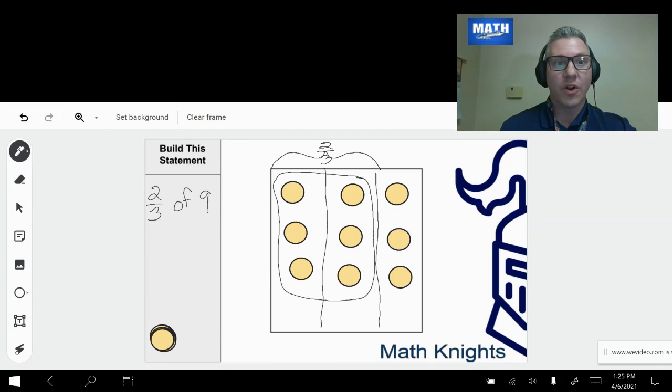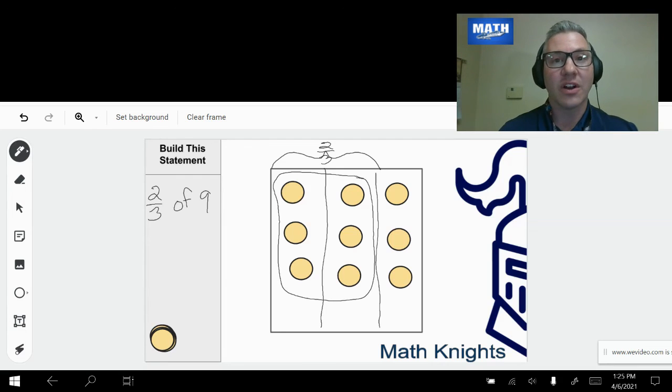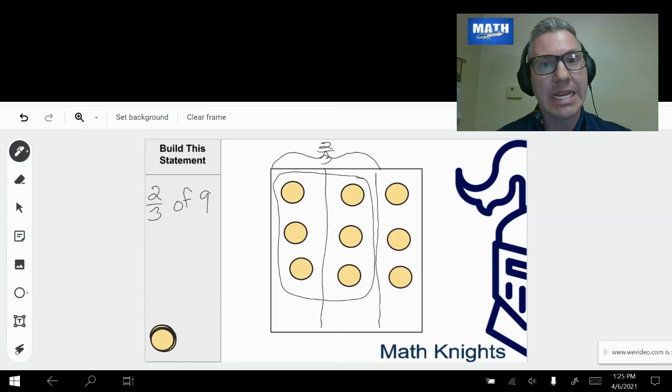When you start working with numerators other than 1, then we have to start thinking, well, okay, I did my fair share. Now, how many of those groups of 3 do I need? I need 2 of those groups of 3. And that's how I got my answer.